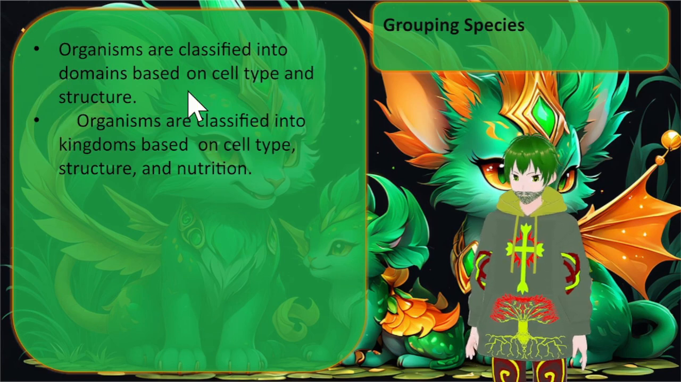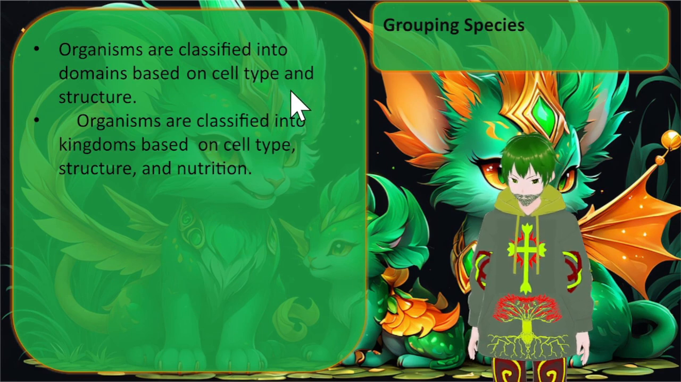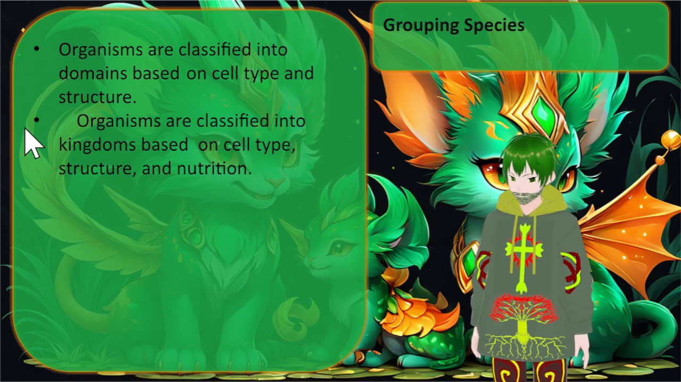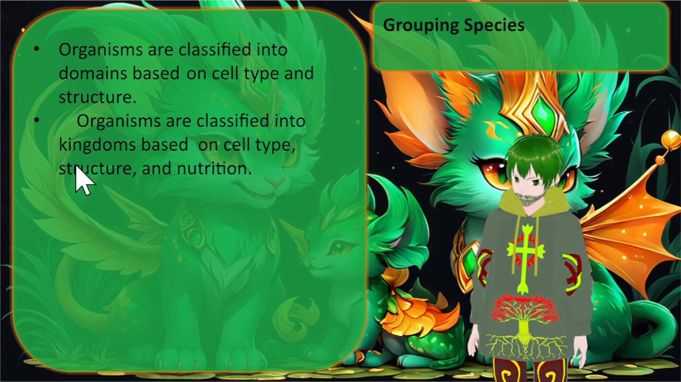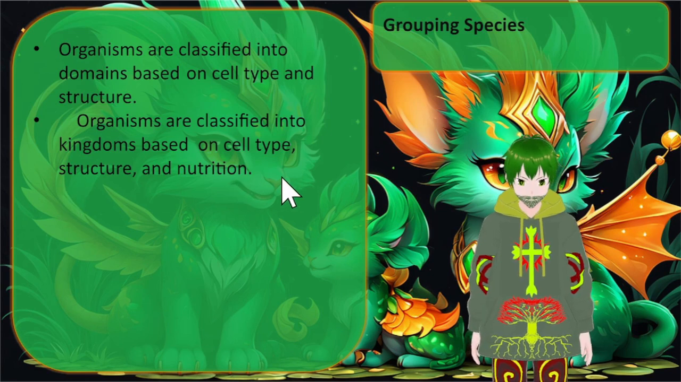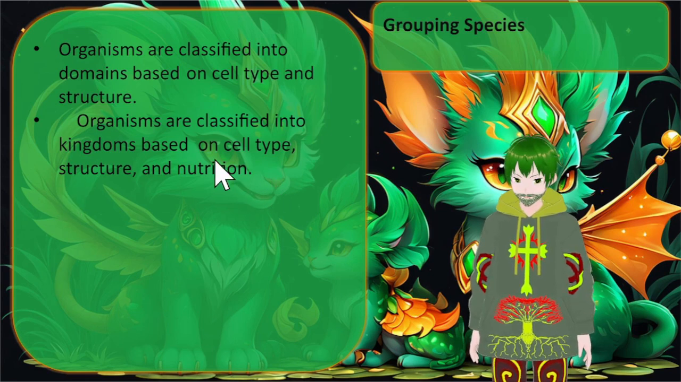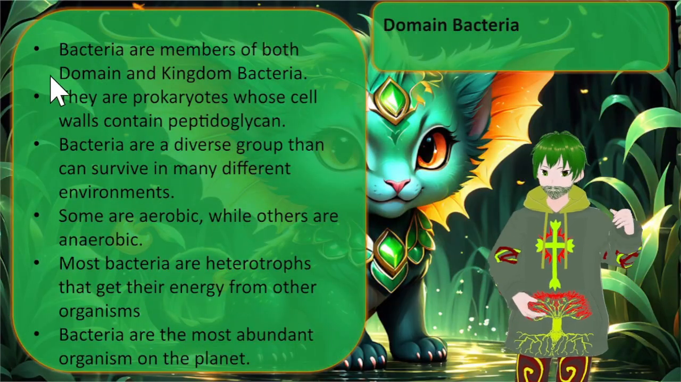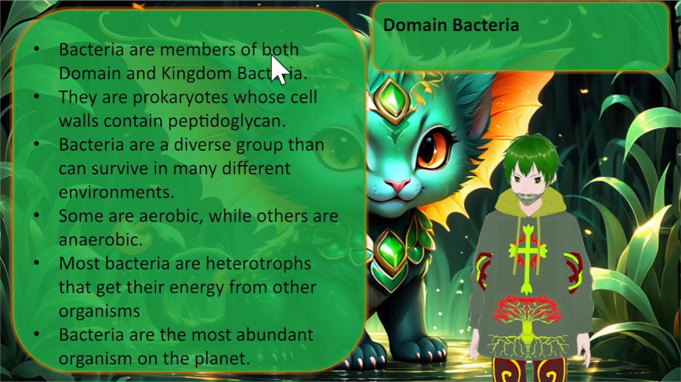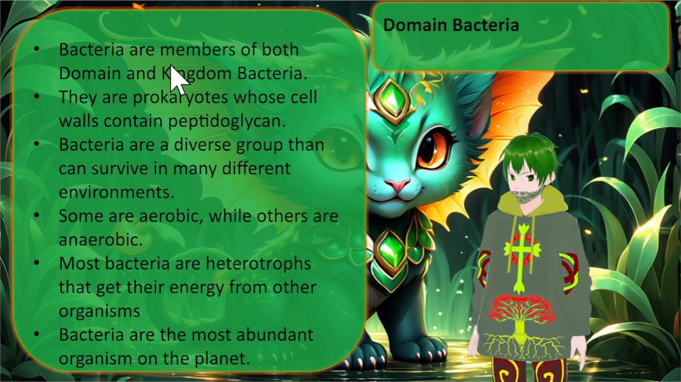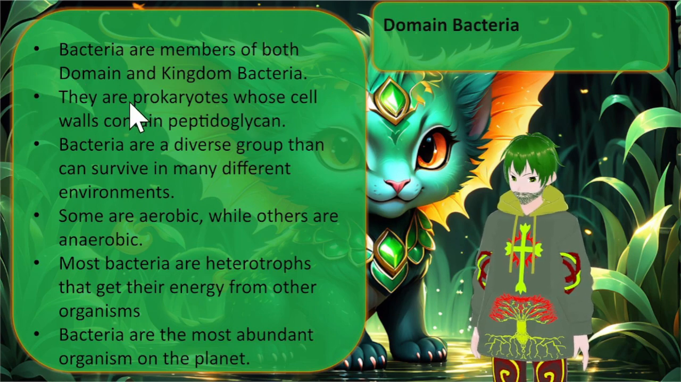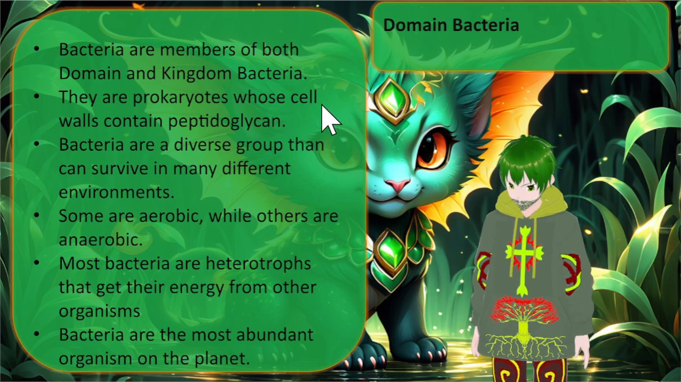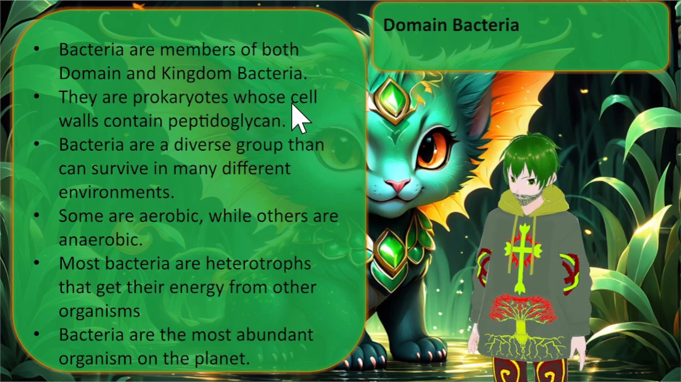Organisms are classified into domains based on cell types and their structures. Organisms are classified into kingdoms based on cell type, structure, and nutrition, how they gain and receive nutrition. Bacteria are members of the domain and kingdom bacteria, and they are prokaryotes, having no nuclei and no membrane-bound organelles.